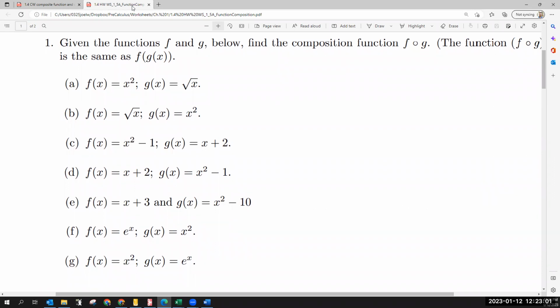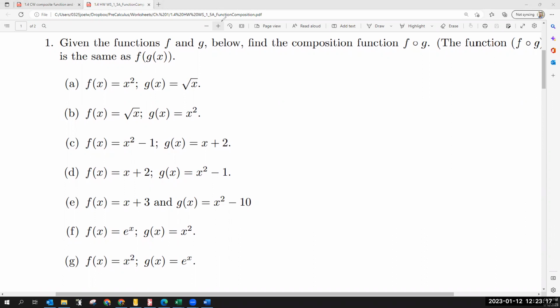So these are not hard, except F and G are a little different. How are F and G a little different? We got an e to the x. Now, hopefully you saw that in Algebra 2, but you may have forgotten. And we're going to go over it like it's brand new in this class, but we haven't yet. And so I'm going to go over one like that.